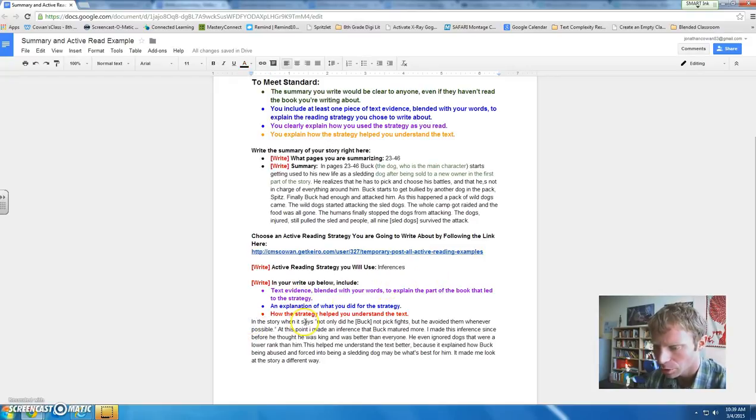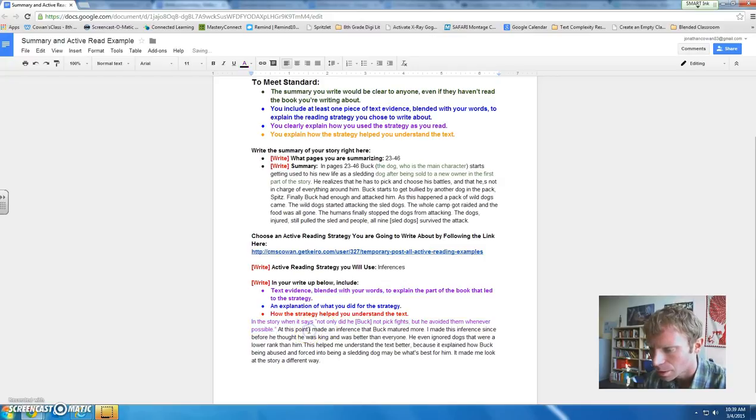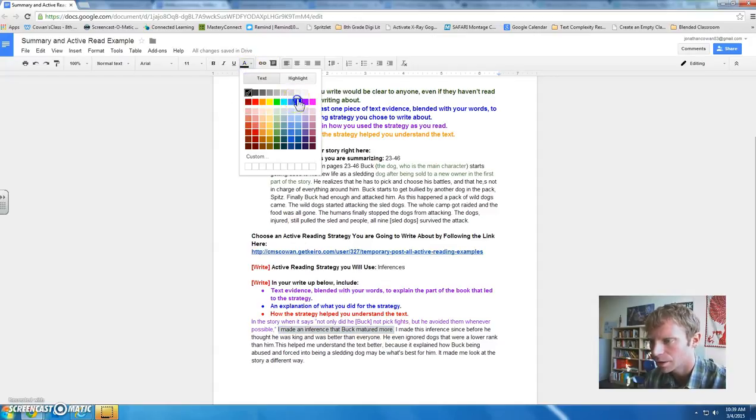They said, "In the story, when it says, 'Not only did he, Buck, not pick fights, but he avoided them whenever possible,'" that works. That's text evidence blended with their words. They could make it more smooth and just say, "I made an inference," with a comma there to punctuate that, to make it all one sentence: "I made an inference that Buck matured more." So explain what you did for the strategy. They explain very clearly, I did the strategy, and here's how I did it.